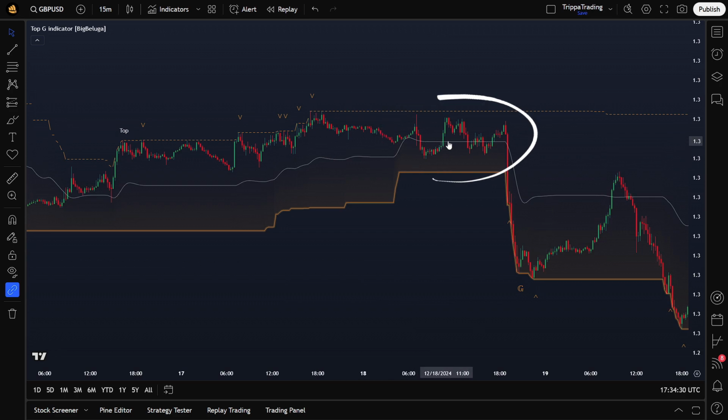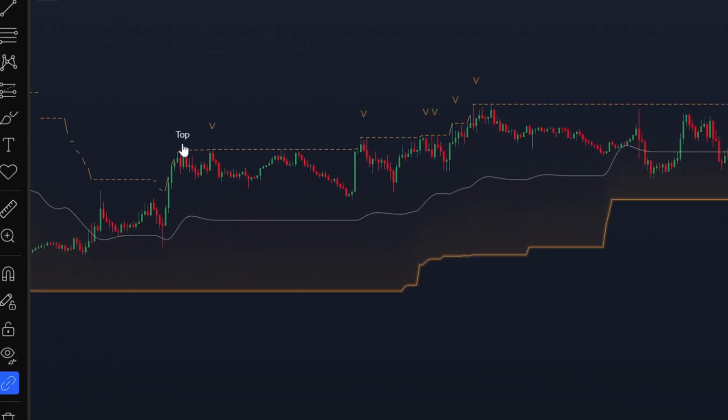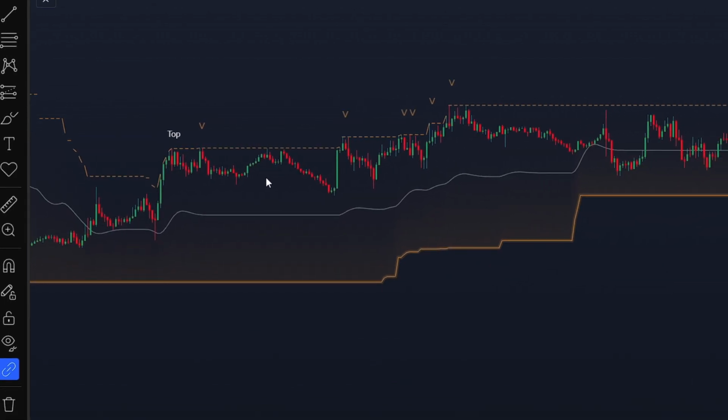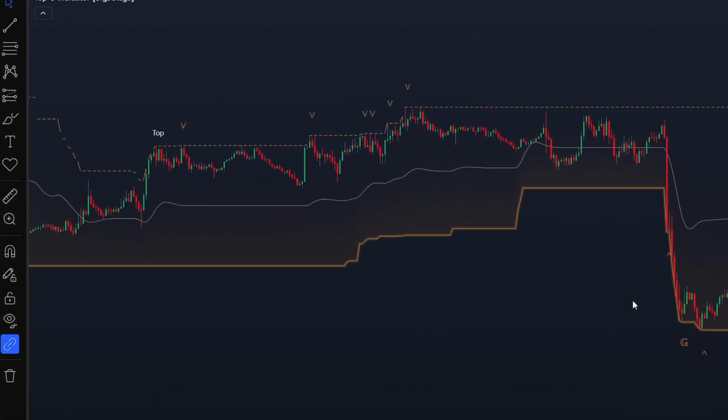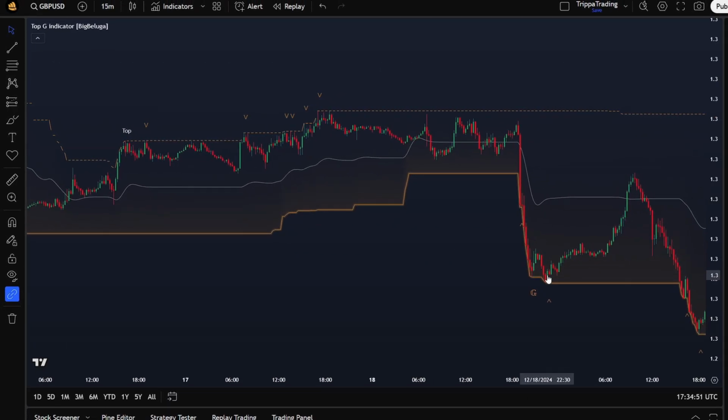Now, the most important components of this indicator are the top and bottom labels. The top label appears when the market is reaching a high probability resistance zone, signaling a potential reversal to the downside. This is where traders may look to exit their buy positions, or open new sell positions. It's based on price action dynamics that show market exhaustion.